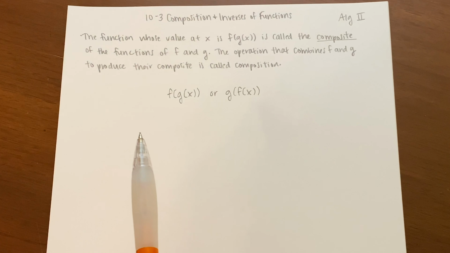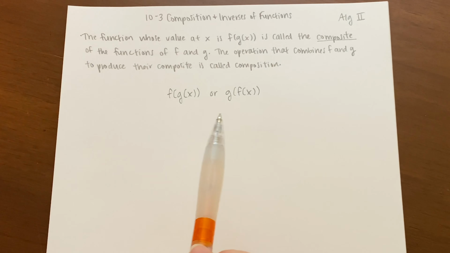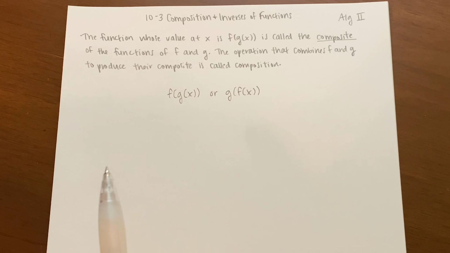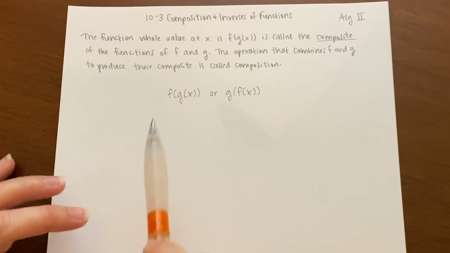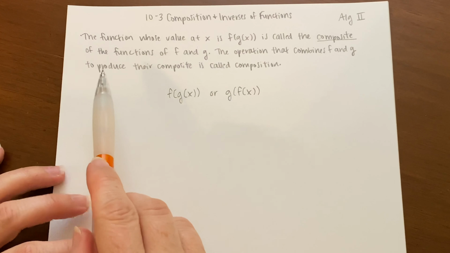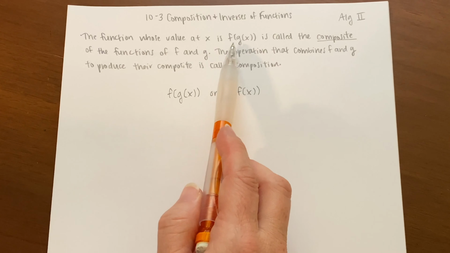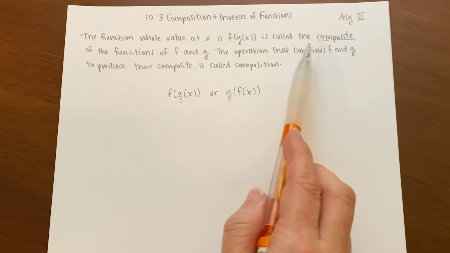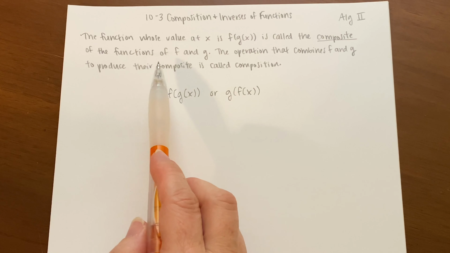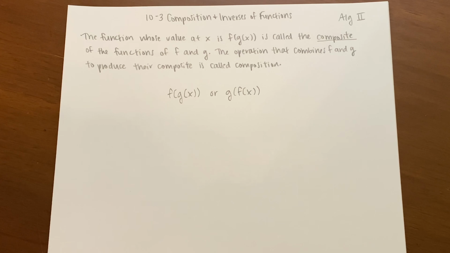So from your book, on page 463, it gives you the definition of a composite function. So I went ahead and wrote that out here. The function whose value at x is f of g of x is called the composite of the functions f and g. The operation that combines f and g to produce their composite is called composition.